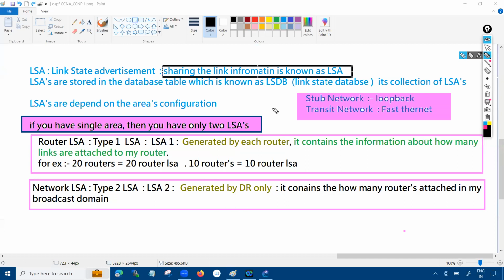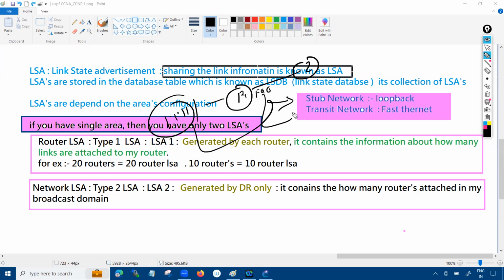So for example, we have router number 1 and router number 2 over there. This is the interface 0/0 we have. This is the loopback 1. This loopback is known as a stub network, and this interface is known as a transit network, right?